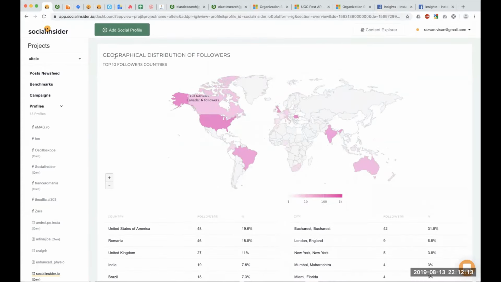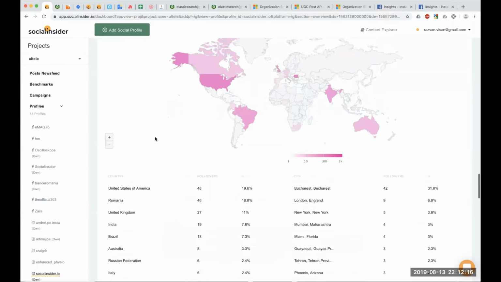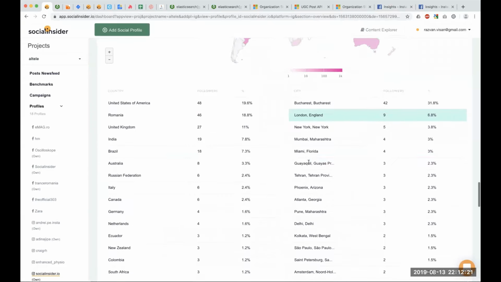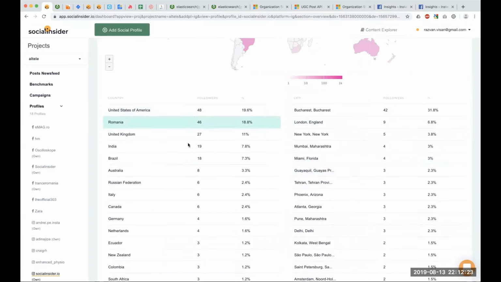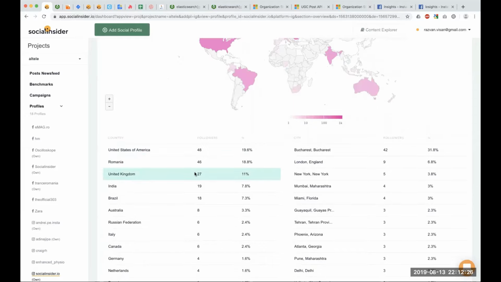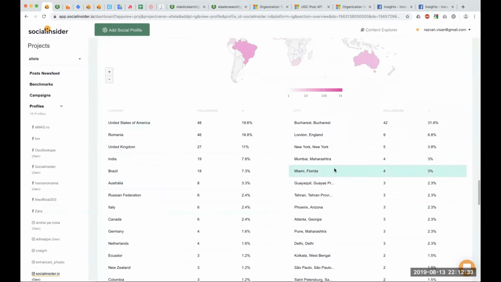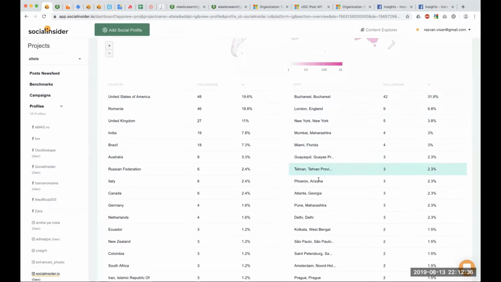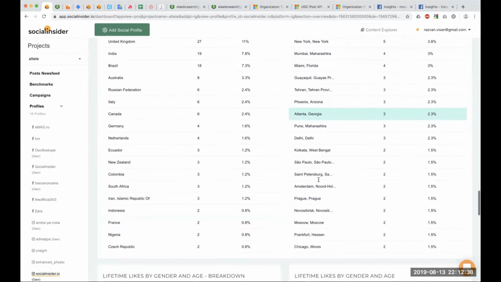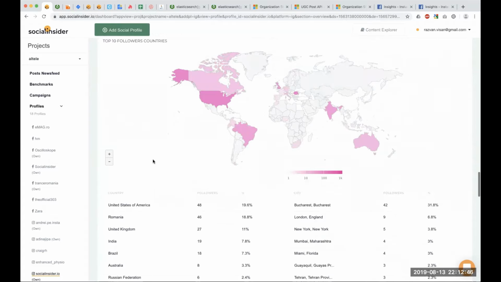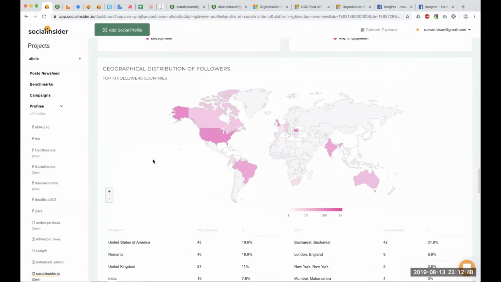So let's see here, geographical distribution of followers. So you can see in this map and the tables underneath it, the breakdown of followers over each country and on the cities. So USA, Romania, United Kingdom, and so on. The cities: Bucharest, London, New York, and Mumbai. Again, this is a lifetime metric. So the image you see today is the image for today.